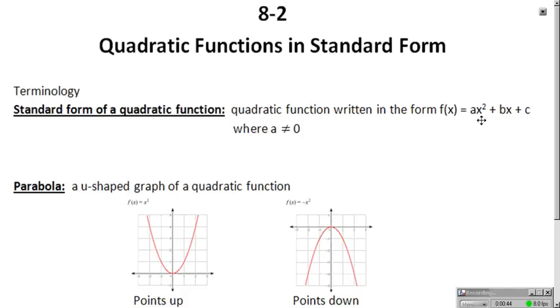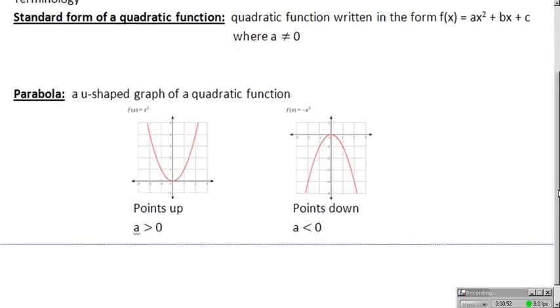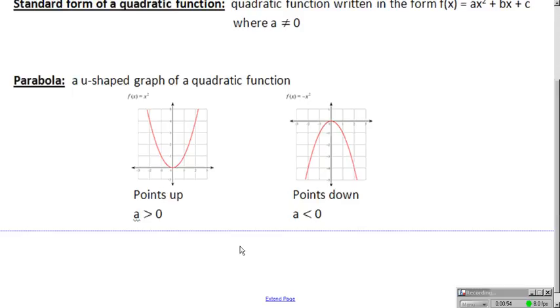Know the places where a, b, and c are. A is next to x squared, b is next to x, and c is your constant. We know that the graphs are going to form a parabola. When it curves up, a will be greater than 0. Again, remember where the place of a is. When a is less than 0, it will curve down.